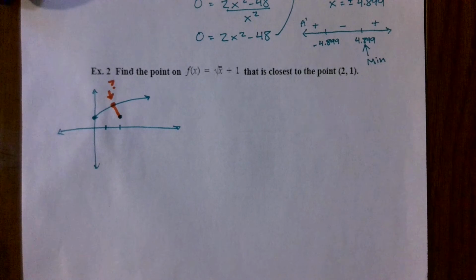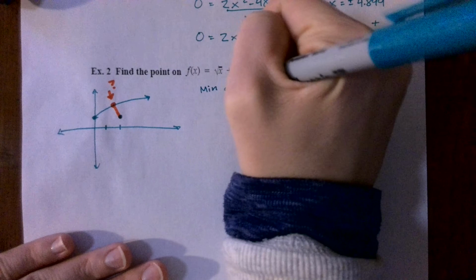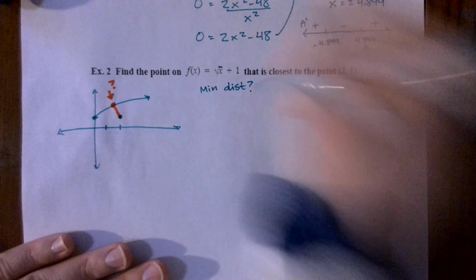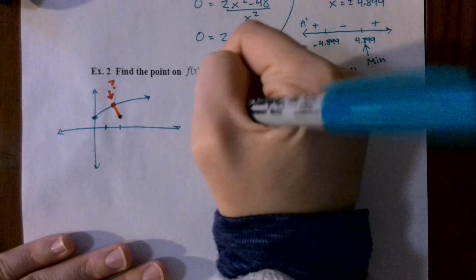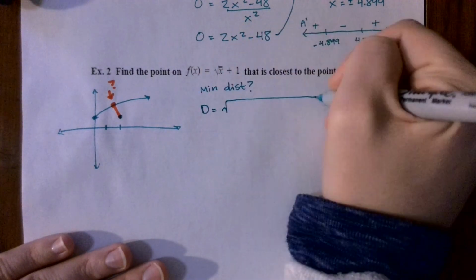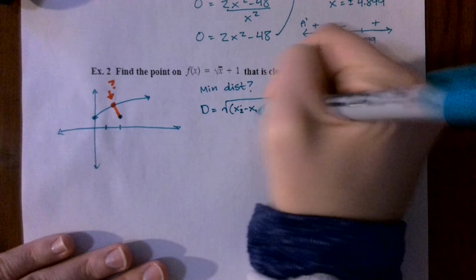And what this question is asking is, what is this point that is closest to my point 2, 1? So we're saying, what is the minimum distance, or the point that is the minimum distance. So since we're talking minimum distance, that means we want to consider the distance formula. Couldn't decide how I wanted to write that.